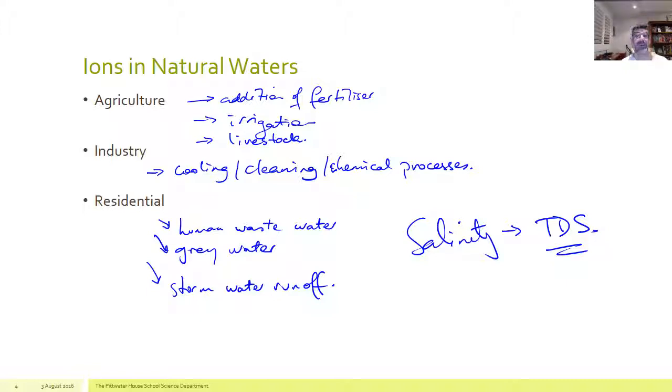Salinity is a very important concept that relates to water quality, and it's measured in total dissolved solids, and it's one of those things that we need to keep an eye on, not only for, as we've talked about before, the quality of water that we want to drink, but also for the general quality of water that we want to use for different purposes.